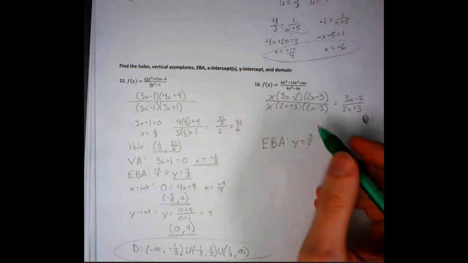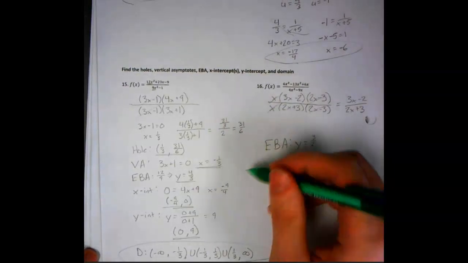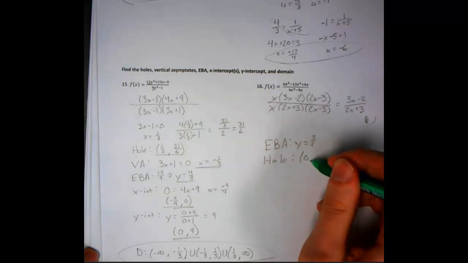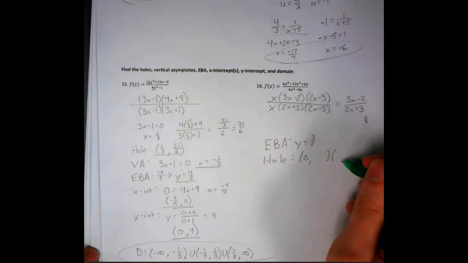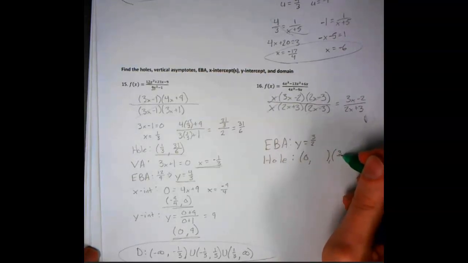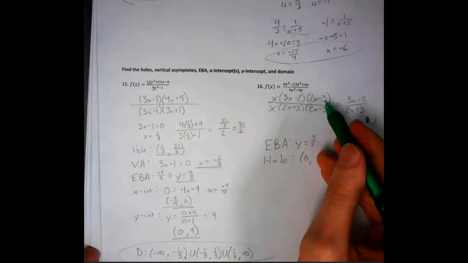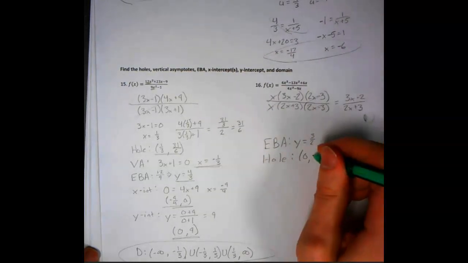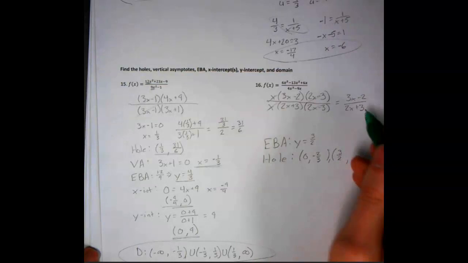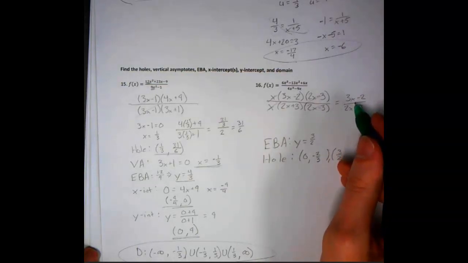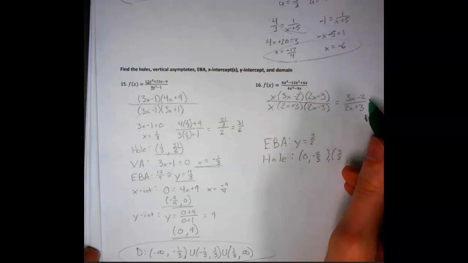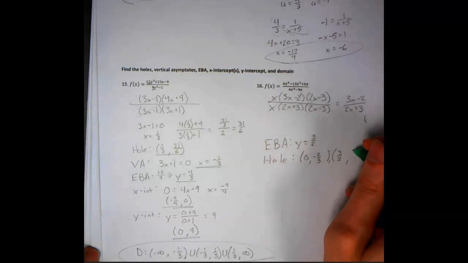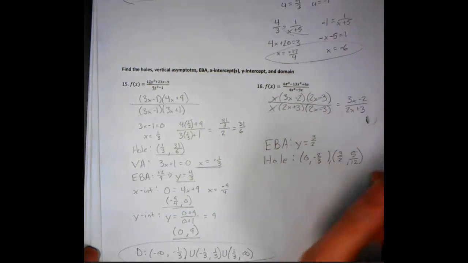So now we're going to look for the holes, and the holes are where we canceled. So we're going to have one hole with an x at 0, and another hole with an x at 3 over 2. We're going to plug in the 0 for this, so we'd have negative 2 over 3. And we're going to plug in a 3/2 for this. And so this top part would be 5 over 2, the bottom would be 12 over 2, and we'll have 5/12. So our two holes are right there.